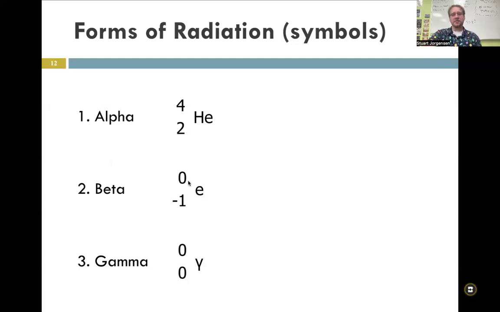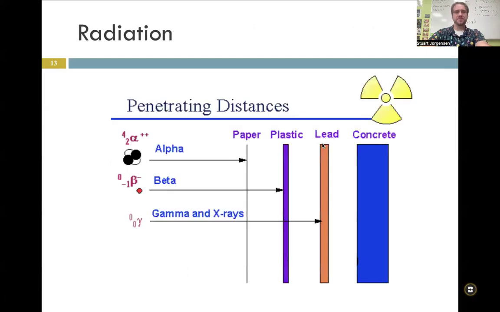Beta is an electron. It's kind of symbol 0/-1. And this is to help kind of keep our math working out correctly. And a gamma is just high energy light. Gets this little kind of gamma symbol. It's a 0/0. It doesn't change the mass, doesn't change the protons, just a beam of light energy coming out from our atom. Light energy that we can't see, which is weird to think about.